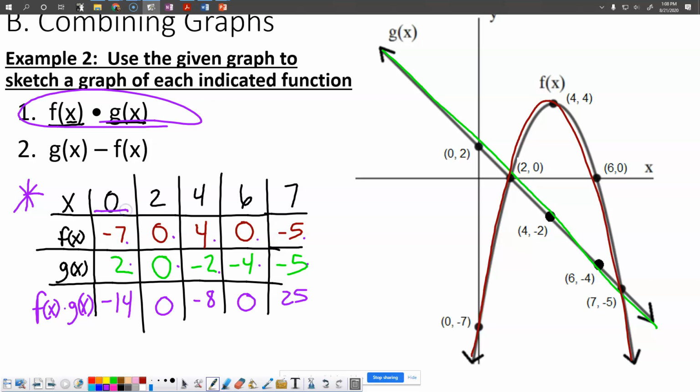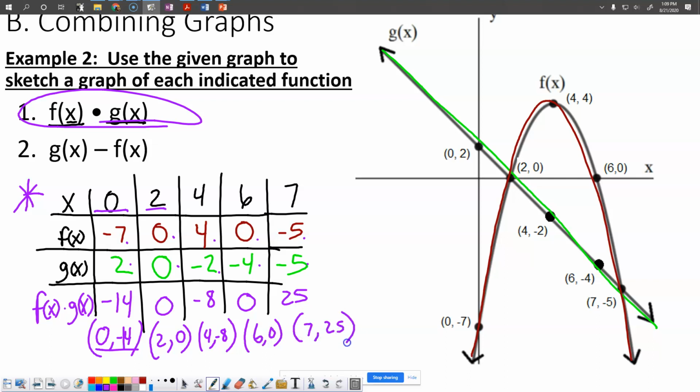I can graph the point 0, -14. So when x is 0, f of x times g of x has -14 as an answer. When x is 2, f of x times g of x is 0, and so on. So I'm going to plot all these points on my graph and connect the dots, and that'll be my new graph.